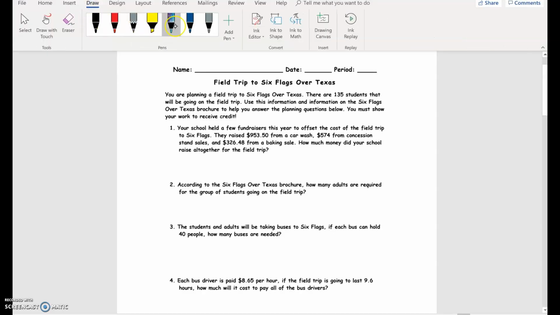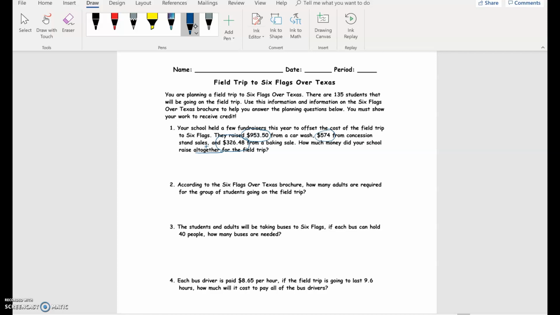Okay, so all together tells us we should do what operation? All together means that we're adding, right? So they raised money from the car wash, the concession stands, and the bake sale. So that's how much money they raised for the field trip.